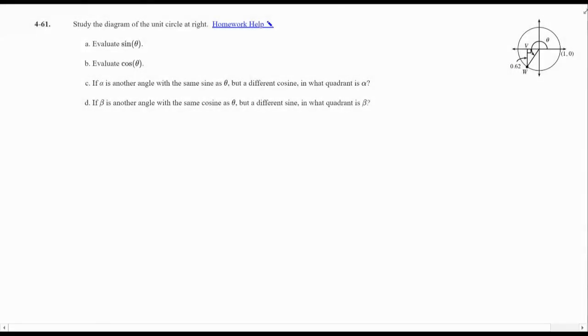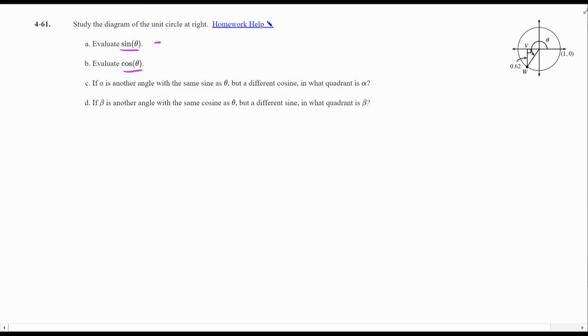Here I am asked to study the diagram of the unit circle to the right and evaluate some stuff. So when I do this here on the unit circle, I'm given a couple of things. I'm given that we have an angle that is in the bottom left quadrant, quadrant 3, which, immediately, before I even start doing stuff, is going to tell me that my sine and cosine are going to be negative because I'm in the bottom left there.